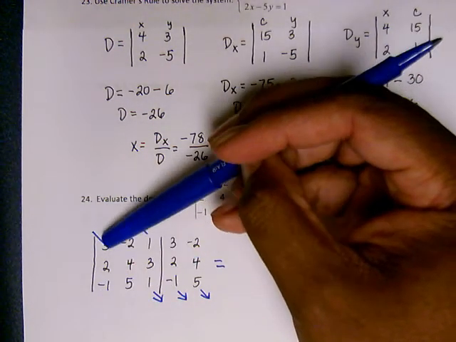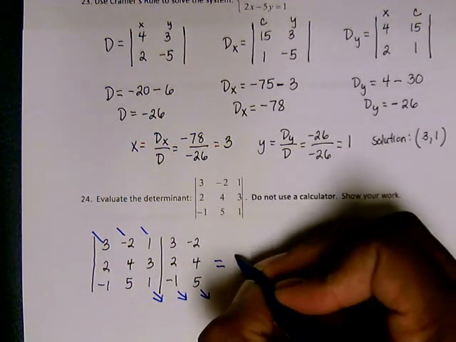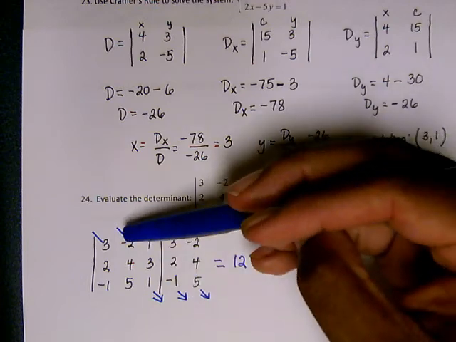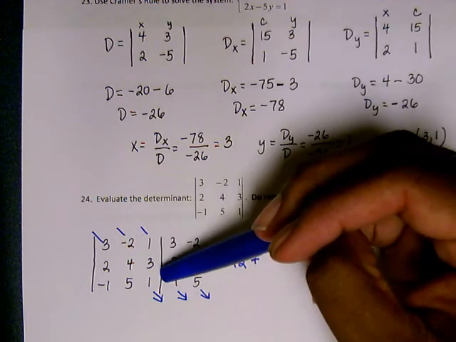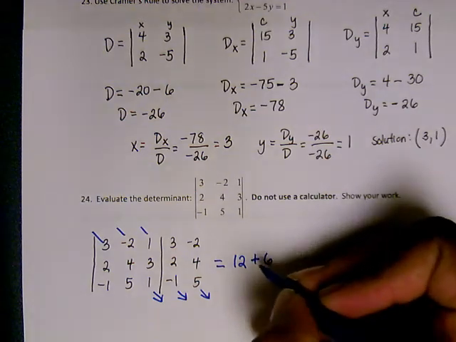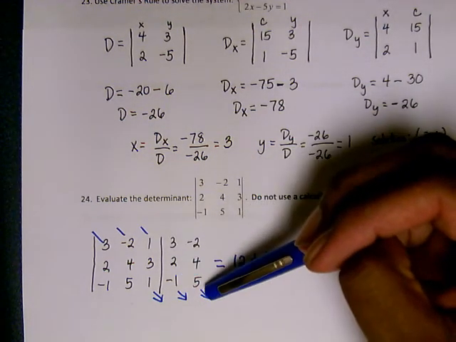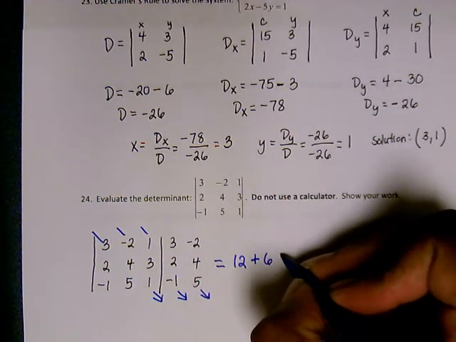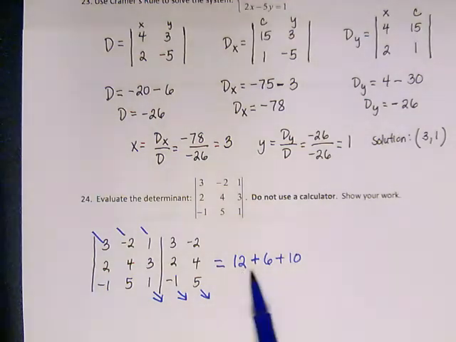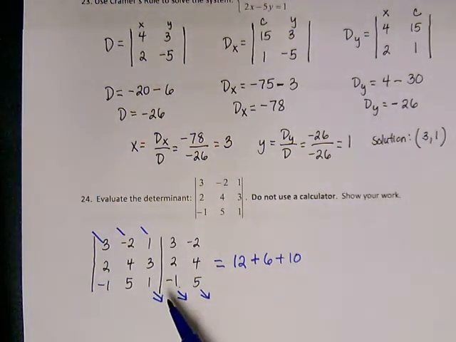Starting with this one, the 3, 4, and the 1, if I do 3 times 4, that's 12, times 1, that will be 12, plus the product of this diagonal here, -2 times 3, that's -6, times the -1, that will be 6. And this one, 1 times 2, that's 2 times 5, which will be 10, and that'll be plus 10. So I'm taking the sum of the products of each of these diagonals from the upper left to the lower right.